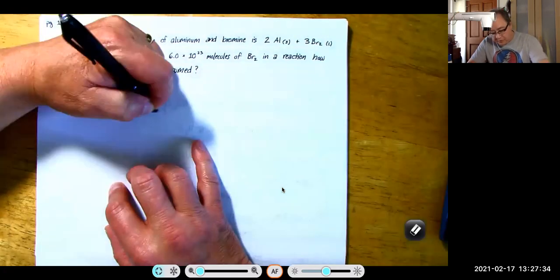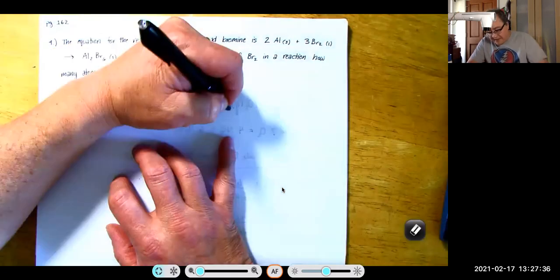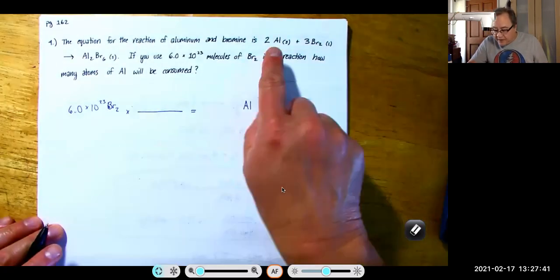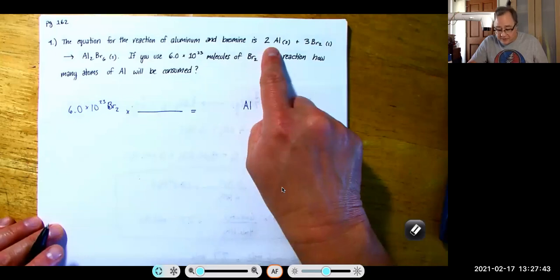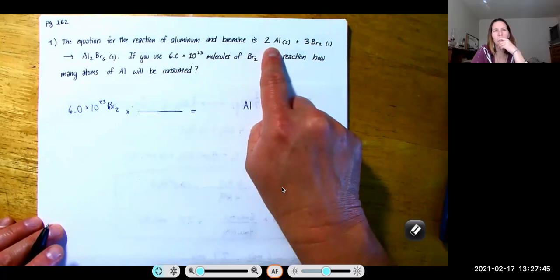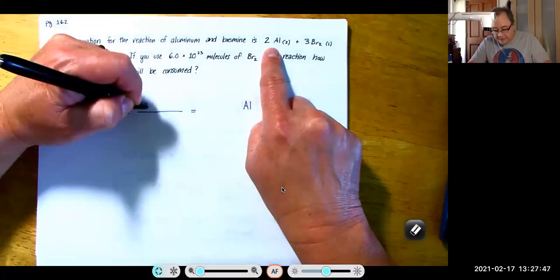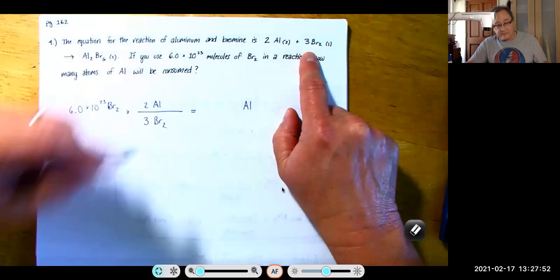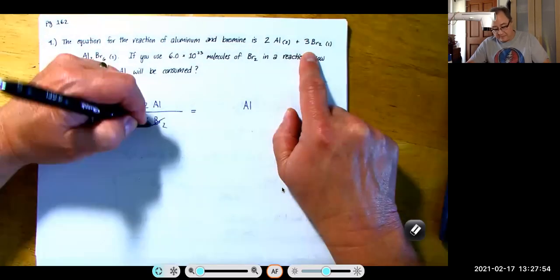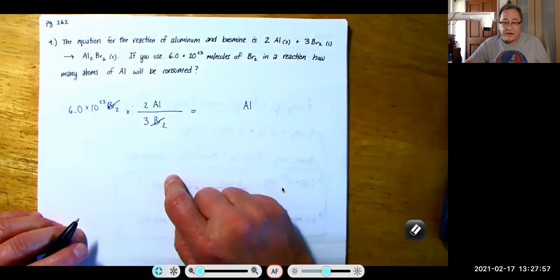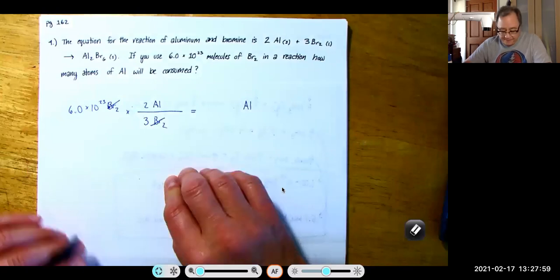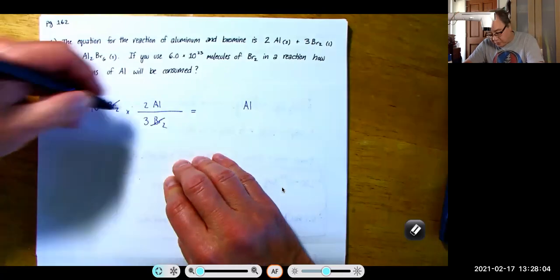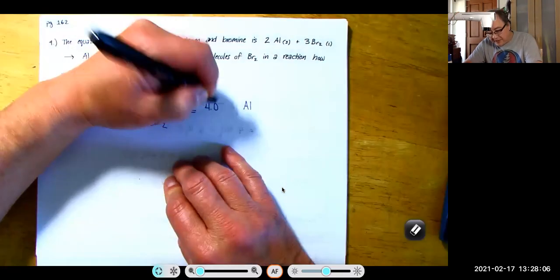Now, what are we going to multiply to get aluminum atoms? Well, we're going to look at our equation. You see that we have 2 aluminum atoms here? Yeah. So I'm going to write that, 2 aluminum, and we have 3 bromines here. And we'll get our answer. 3 goes into 6 2 times. 2 times 2 is 4, so it's going to be 4.0 times 10 to the 23.